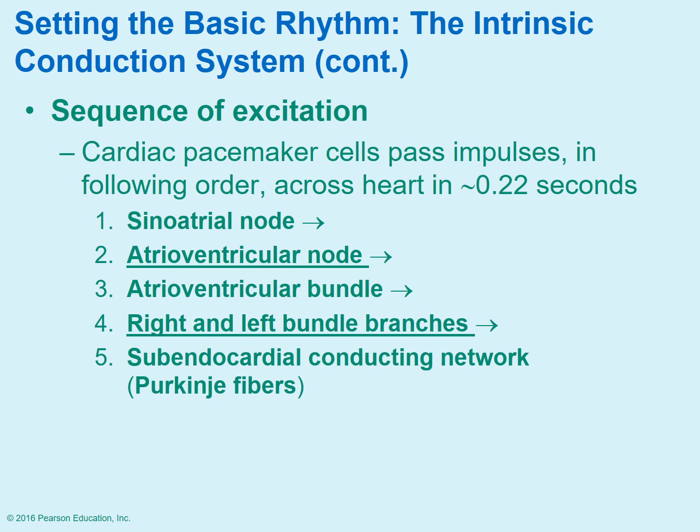The cardiac pacemaker cells initiate the impulse. They're going to pass that impulse in a very regulated fashion across the heart. It's going to take about 0.22 seconds. The direction that it's going to take is from the pacemaker cells to the sinoatrial node, to the atrioventricular node, to the atrioventricular bundle, from there to the right and left bundle branches, from there to what used to be called Purkinje fibers, or the subendocardial conducting network.